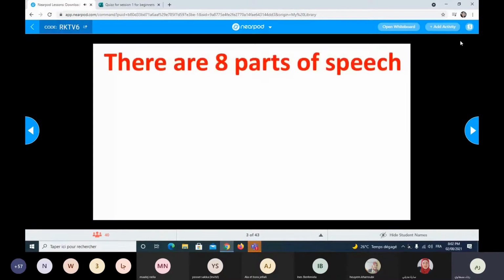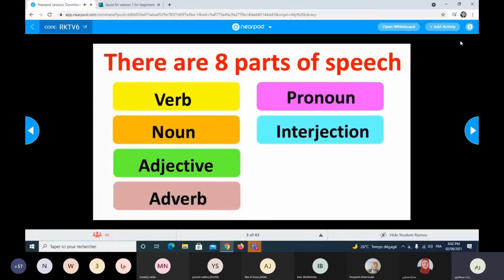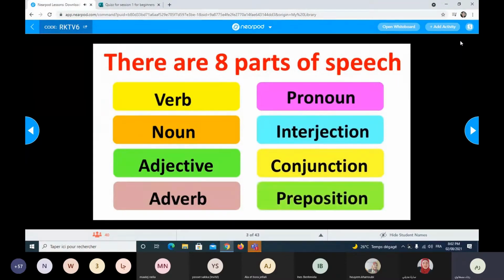There are 8 parts of speech: verb, noun, adjective, adverb, pronoun, interjection, conjunction, preposition. These allow us to structure a grammatically correct sentence, as each has a different function within a sentence.